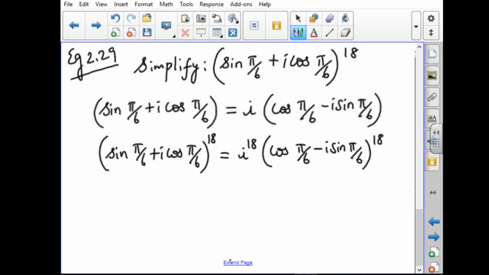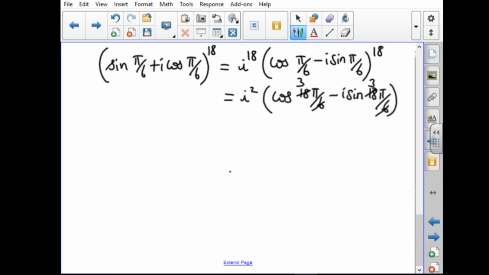Now what is i power 18? i power 16 is 1. So we are getting i square. So taking the multiple of 4, we are getting i square into, we can bring the power inside, (cos 18 pi by 6 - i sin 18 pi by 6). Now we can cancel this, it will become 3 pi, and here also it will become 3 pi. What is i square? i square value is minus 1, and this is cos 3 pi minus i sin 3 pi.